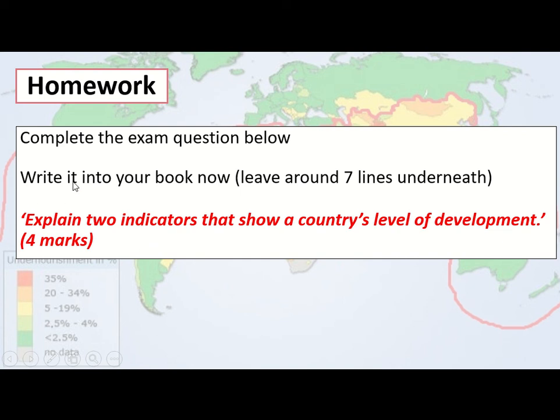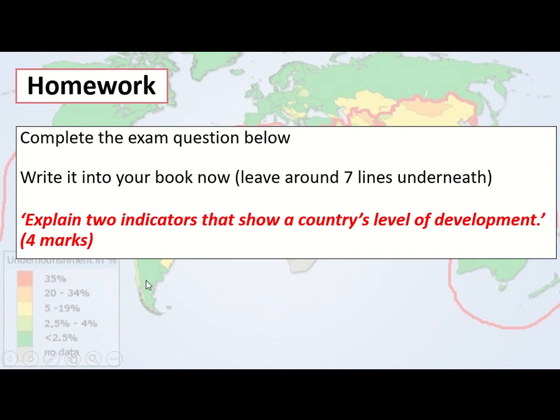But what I'd like you to do, in your book, write out this question. Leave yourself about 7-ish lines, because what I want you to do is think about what this question is asking you. It says explain. First and foremost, when you see the word explain or give reasons or suggest reasons, you are going to have to add connectives. You're going to have to develop your answer. It's worth 4 marks, and there are 2 indicators you've got to explain. So you need to write at least 2 different indicators and then explain how they show a country's level of development. So pick 2 that you know, all right?